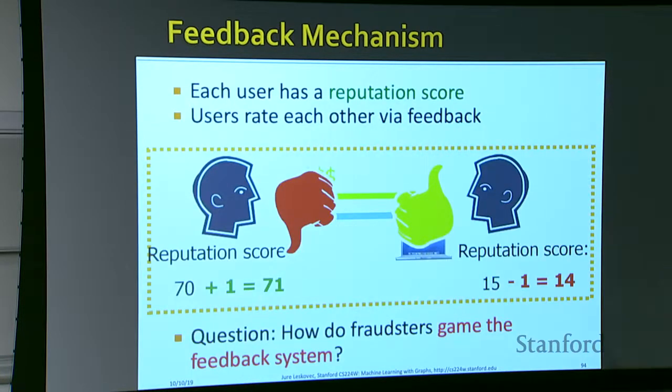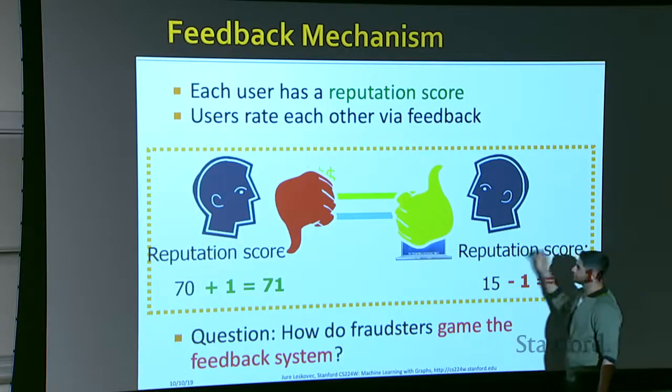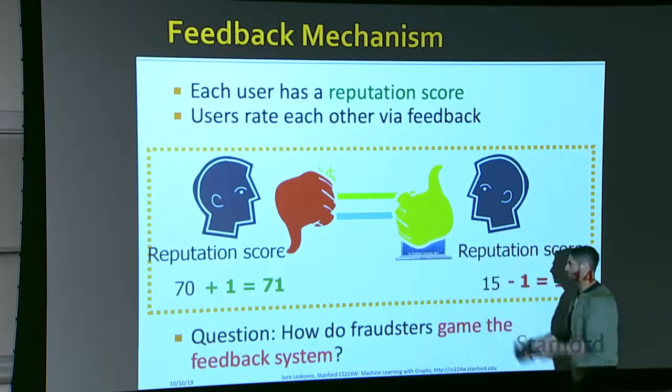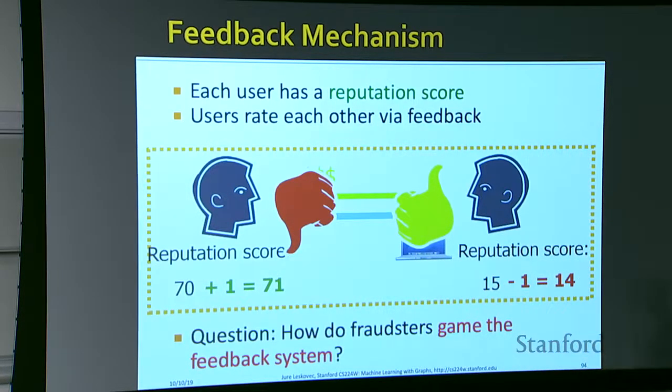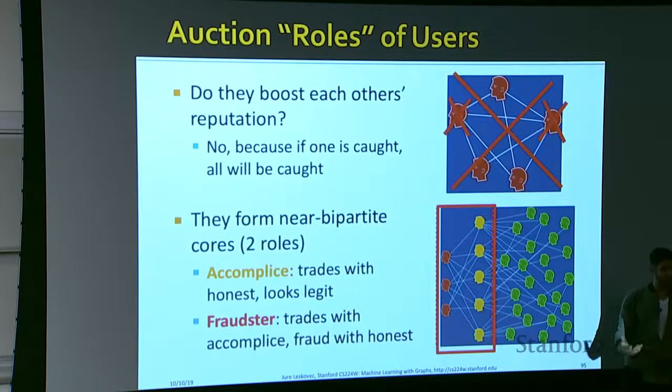So how these systems work is that each user has a reputation score, okay? And users rate each other by feedback, so if I was happy with the transaction that we had, then I give you a positive review, and my reputation score goes up, or the opposite, if I give a negative one, the reputation score goes down. So how do the fraudsters try to game the feedback system? You can imagine they're very much organized because you can earn a lot of money from these frauds. So they could try to boost each other's reputation, right?